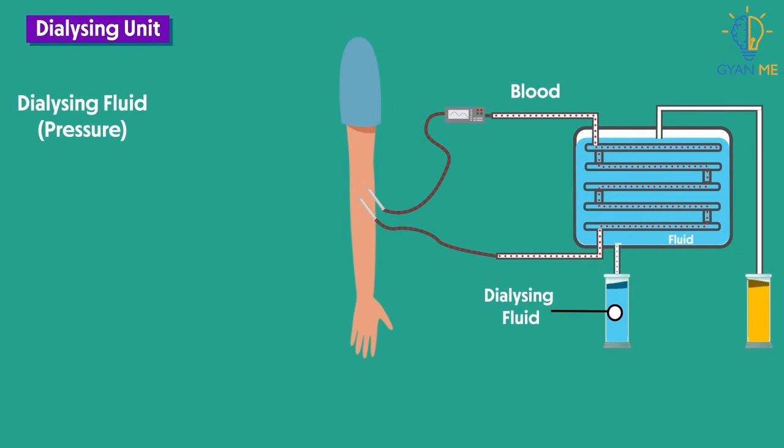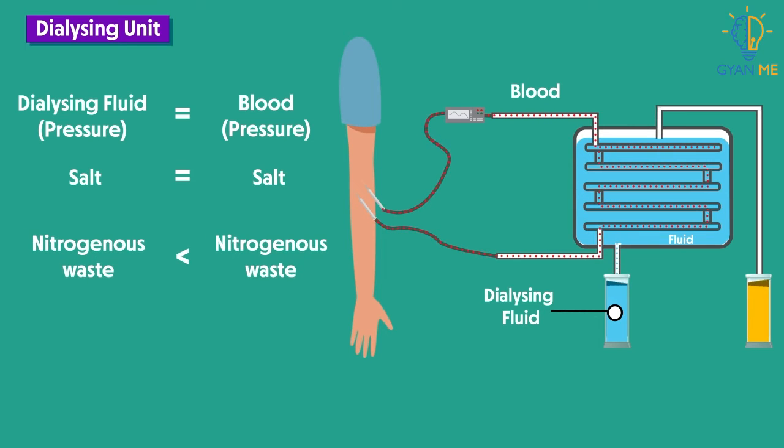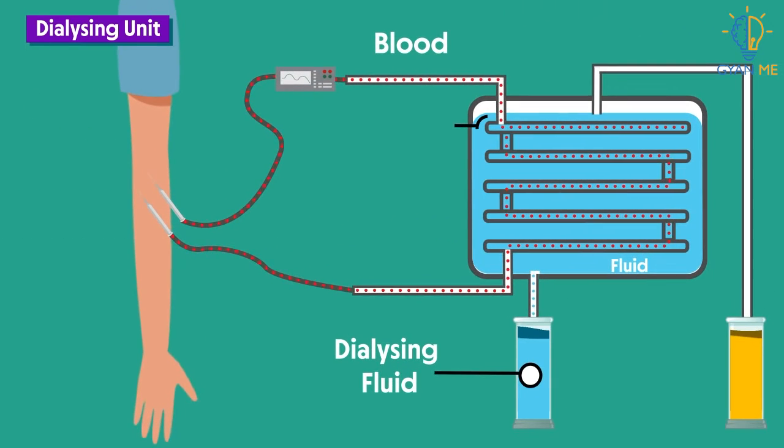Now this dialyzing fluid has the same pressure as that of our blood pressure. This is because the dialyzing fluid has the same salt constitution as that of our blood. The only difference is that blood is rich in nitrogenous waste while this fluid will be devoid of nitrogenous waste. So when the patient's blood is passed through the tubes made of the selectively permeable membrane, the waste products from the blood pass into the dialyzing fluid by diffusion as per the concentration gradient.